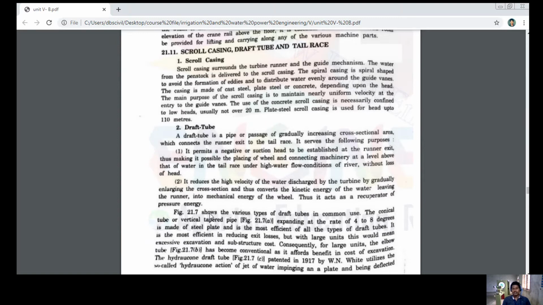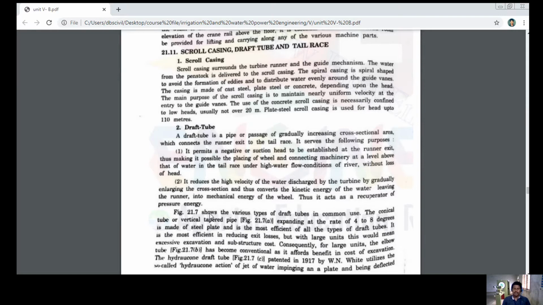The main purpose of scroll casing is to maintain nearly uniform velocity at the entry of the guide vanes. The use of concrete scroll casing is necessarily confined to low heads, usually not over 20 meters. Plate steel scroll casing is used up to heads of 110 meters. That's all with respect to scroll casing.